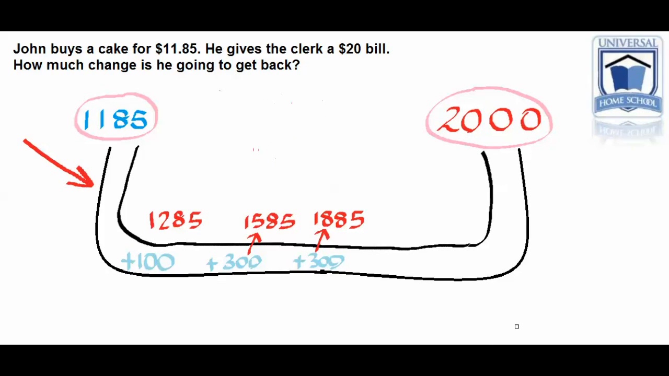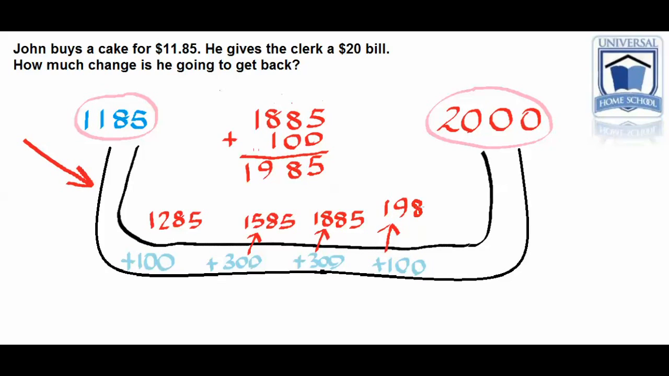So what am I going to add on to 1885? I'm getting close to $20 now. If I add too much, I'm going to go over, and I don't really want that to happen. So this time I'm going to add another 100. Add 100 to 1885, and that gets me 1985. That's a good year. 1985.